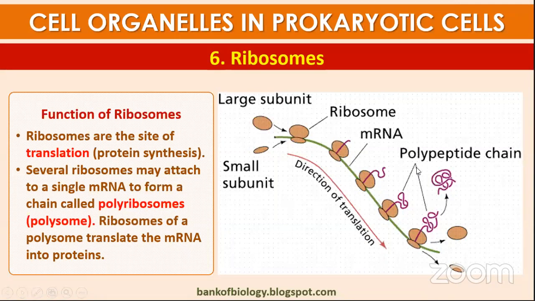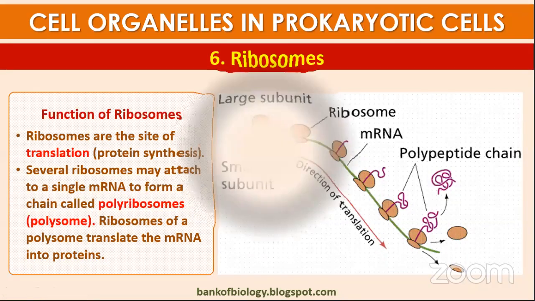So ribosomes attach to an mRNA just after transcription, and they are called polysomes. So do remember this. They're called polysomes or polyribosomes.